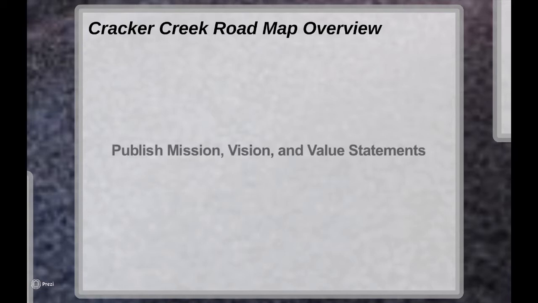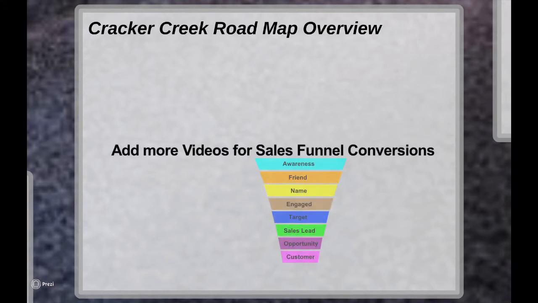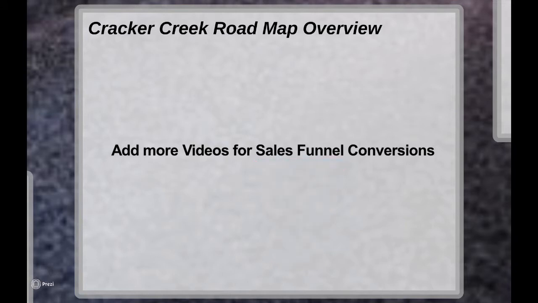To begin with, the first thing to do is publish the mission, vision, and value statements. This will be published on the Cracker Creek website. The next thing is to add more videos for the sales funnel conversion. I'm going to talk about the sales funnel after this roadmap to give you a better idea of what we're talking about there. More videos are what all content marketing pundits say improve revenue. Of course, my results should improve with more videos that I've listed on a slide coming up a bit later.